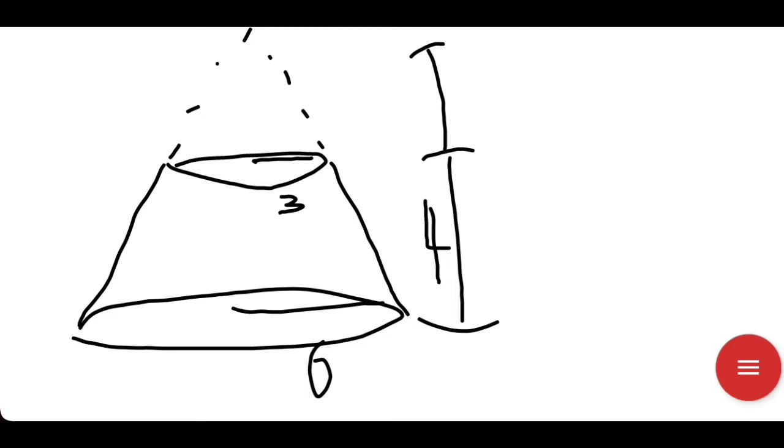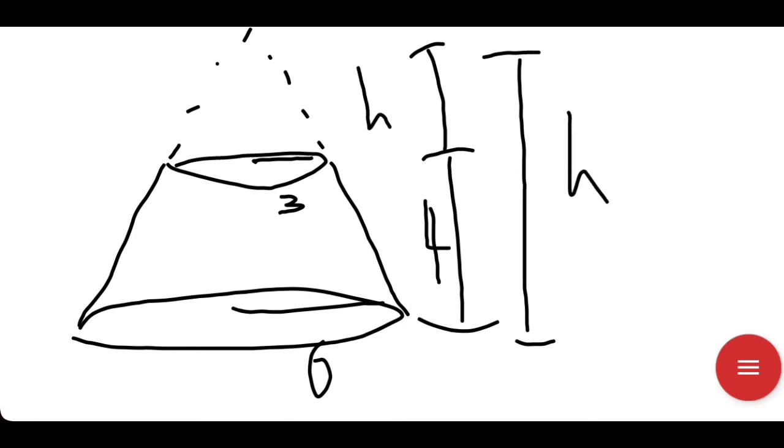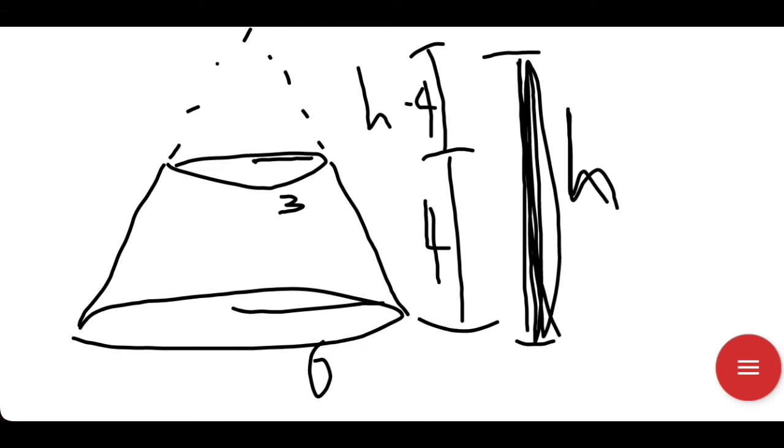So if everything here is the height, which is h, then the top here is h minus 4. So we assume the whole height of the cone is h. 4 has been given as the down part. So what you need to do is to subtract the 4 from this h to get h minus 4 for the remaining portion or the upper part.